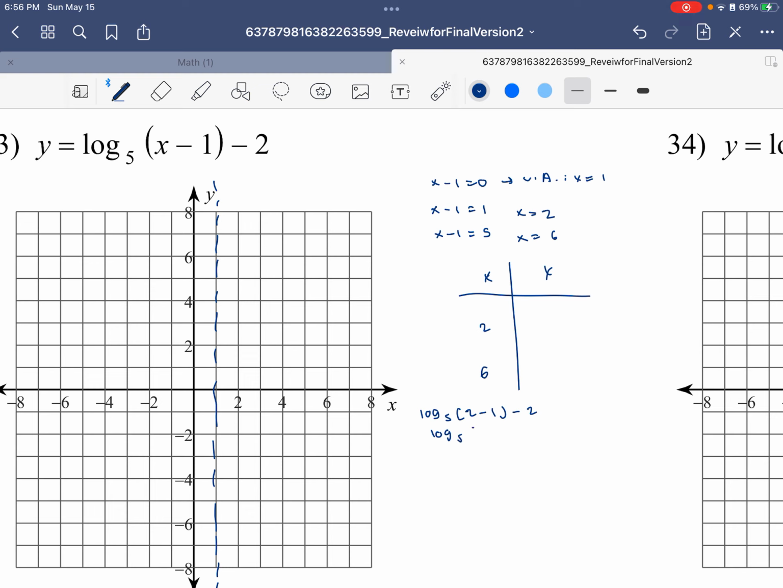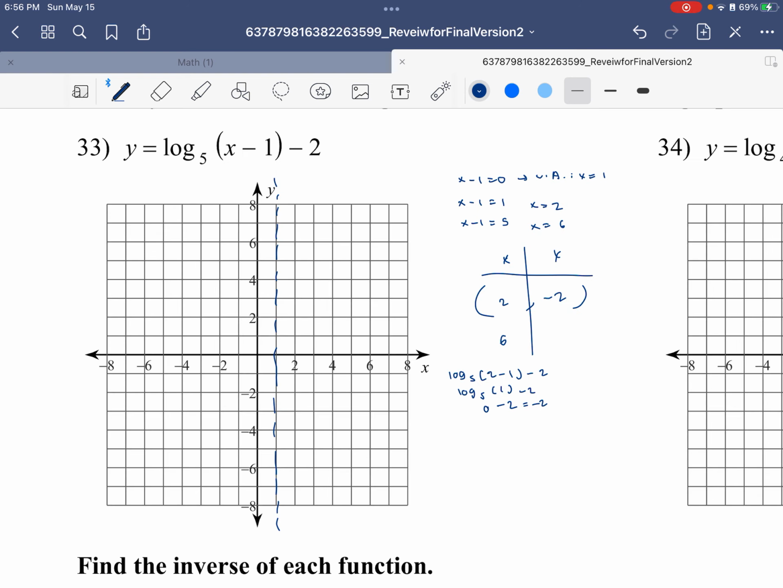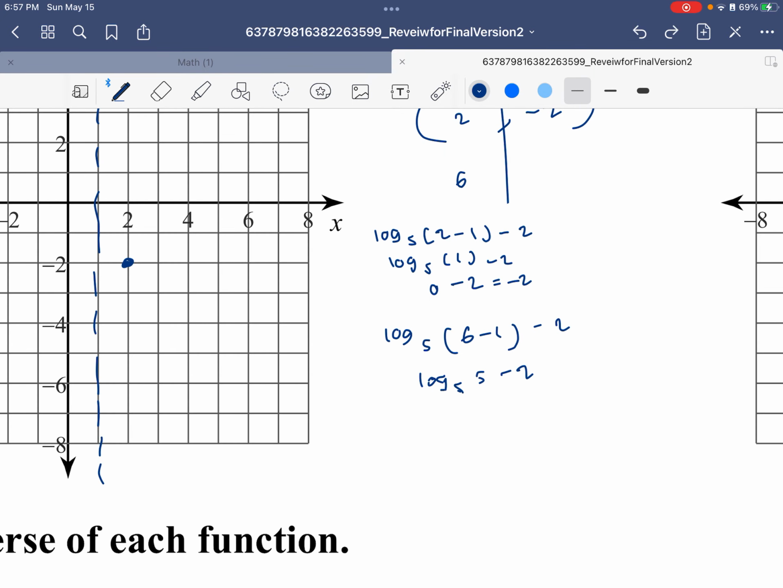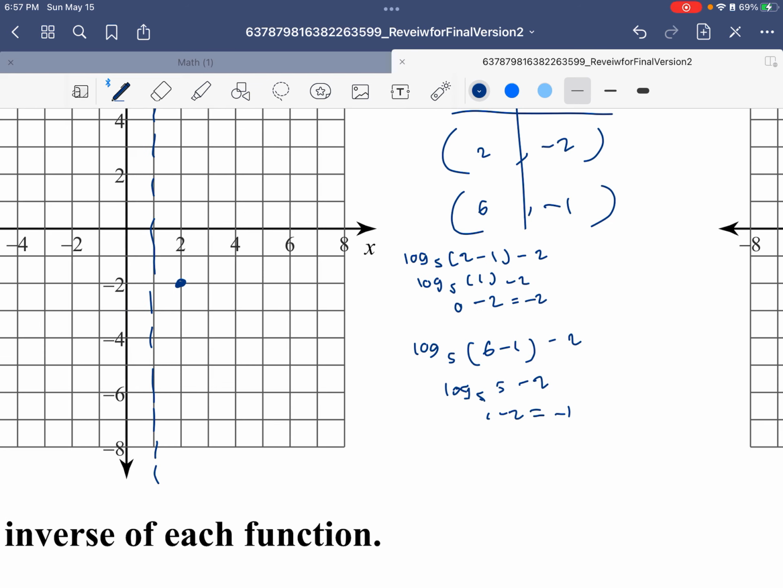When the log's inside is 1, it's just equal to 0, so it's minus 2. So our first coordinate is (2, -2). For the next one, 6 minus 1, minus 2. And when the log is equal to the base, which in this case is 5, it's equal to 1. So 1 minus 2 is minus 1. So now we have our next coordinate pair.